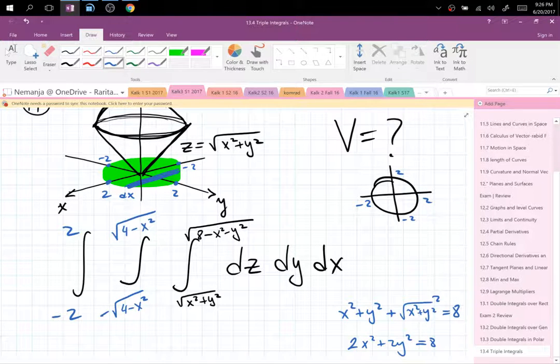So just keep setting these up. Hopefully the homework will provide you with lots of examples. And then we can set a few of these up next class as well, tomorrow. We're going to take a short break. And then we have cylindrical and spherical coordinates.